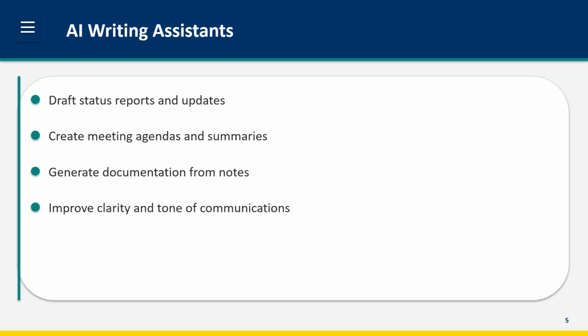AI writing assistants can draft status reports from bullet points of progress. You provide the key facts. AI structures them professionally. They create meeting agendas from objectives and summaries from transcripts. They generate documentation from rough notes, and they improve clarity and tone of communications, making your emails more professional or more casual as needed. The key is providing good input. AI output quality depends on input quality.